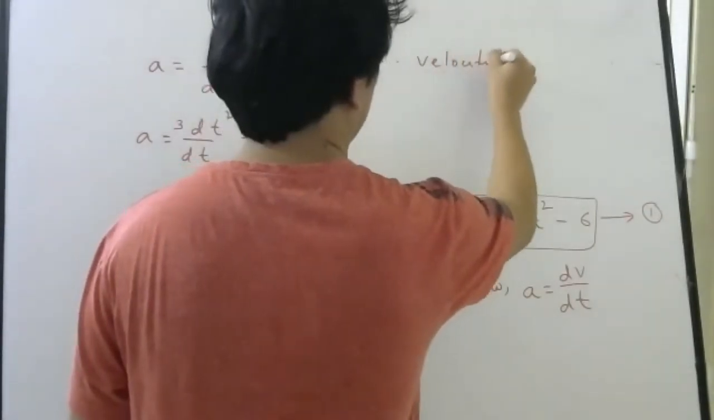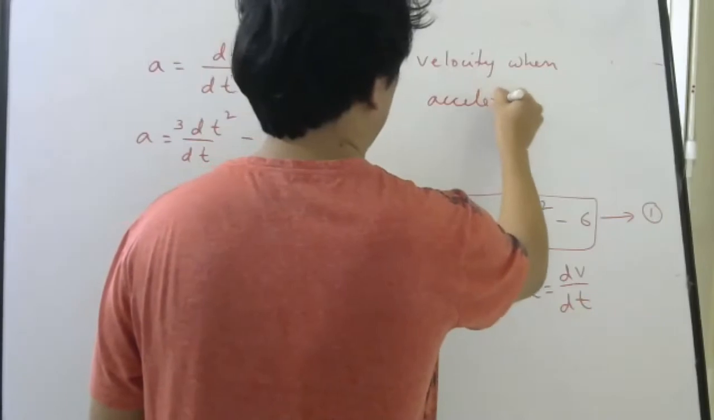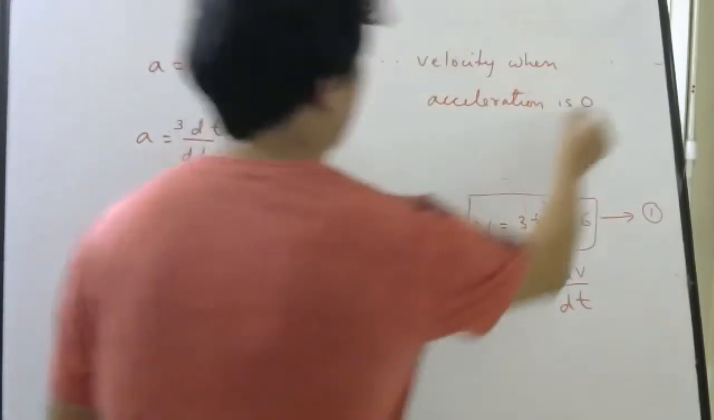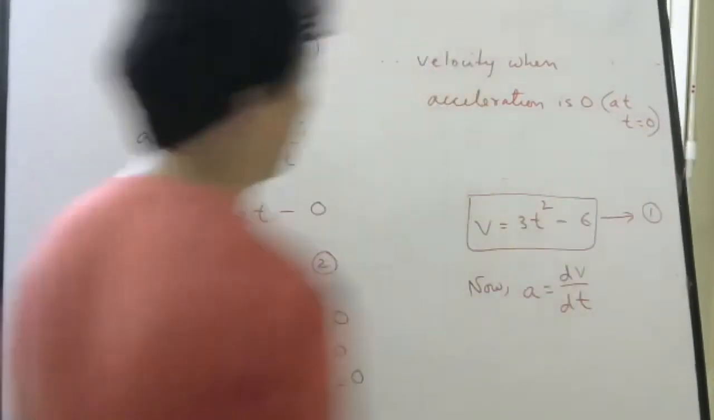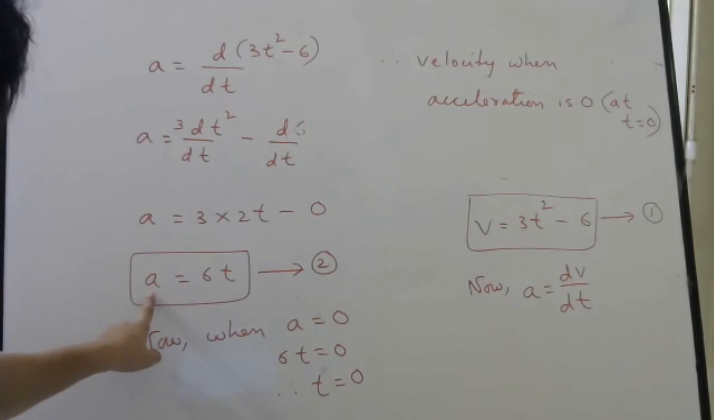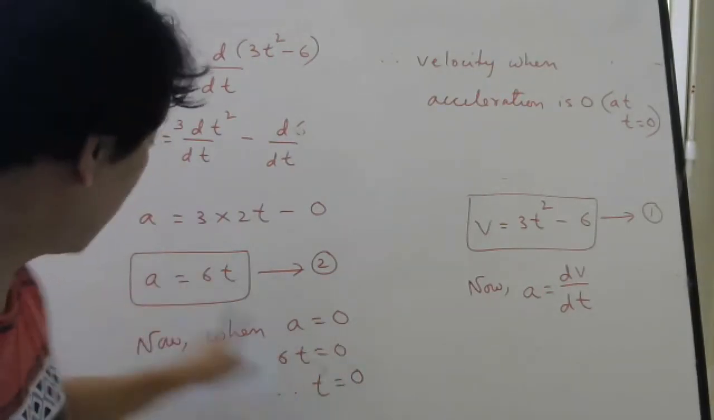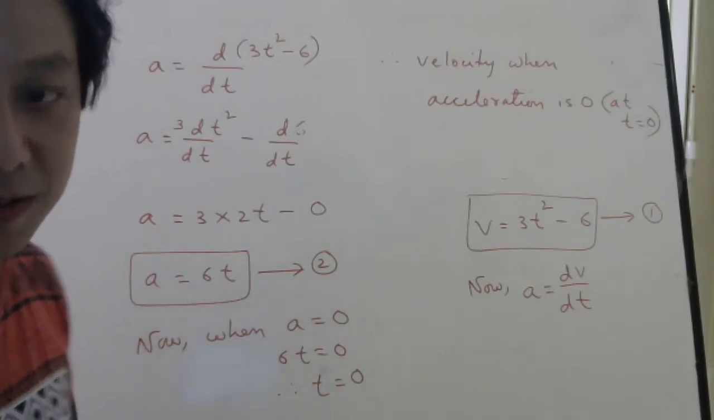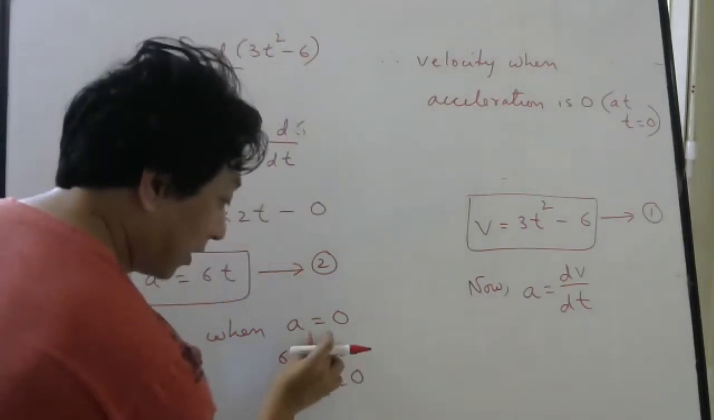Velocity when acceleration is 0, which happens at what time? T equal to 0, right? Just after finding acceleration, make acceleration 0, according to the question they told. So when will acceleration be 0? When t is 0. Otherwise, how will it be 0? So t should be 0. So at this moment, your acceleration is 0.